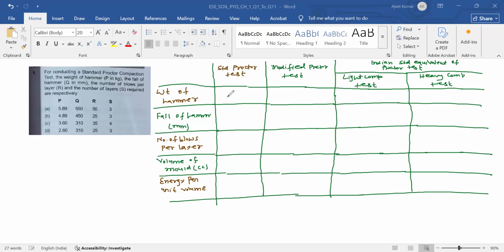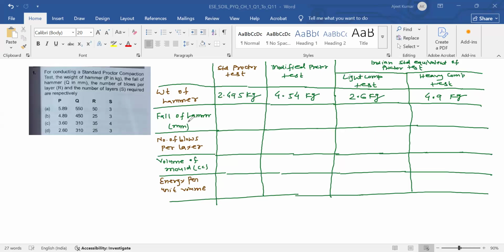Weight of hammer, in case of a standard Proctor test, will be 2.495 kg. And in the modified Proctor test, it is 4.54 kg. And in the light compaction test, it will be 2.6 kg. And the heavy compaction test, it is 4.9 kg. The light compaction test and heavy compaction test are the Indian Standard equivalents of the Proctor test.